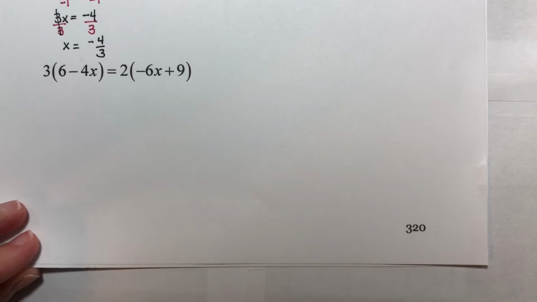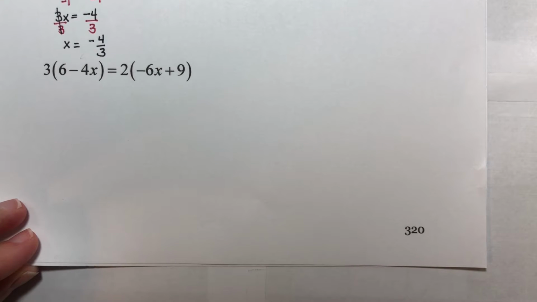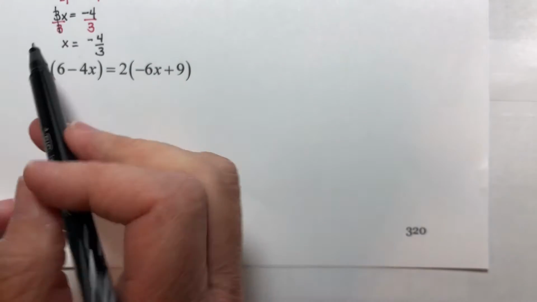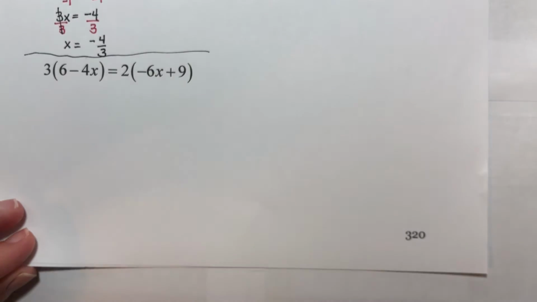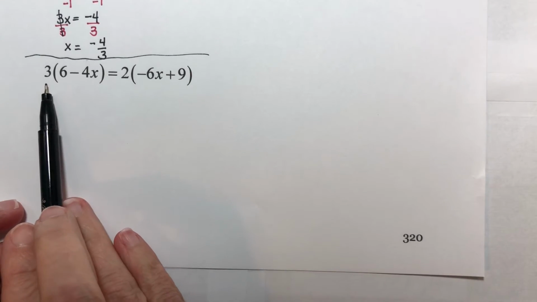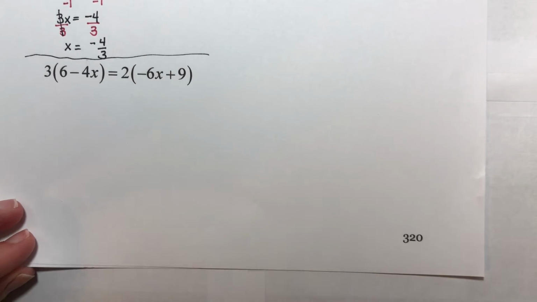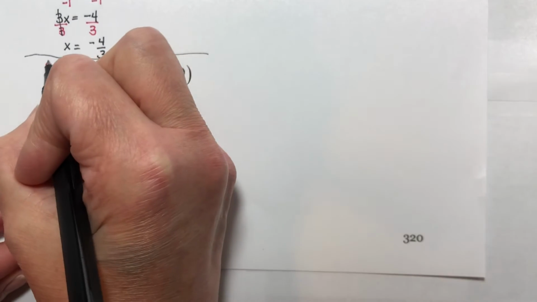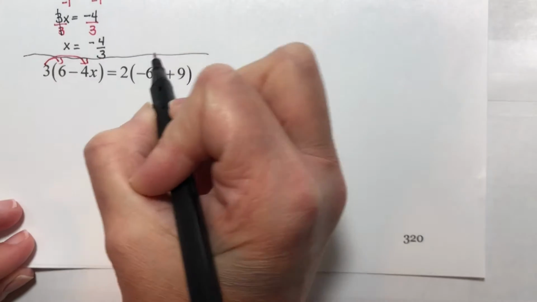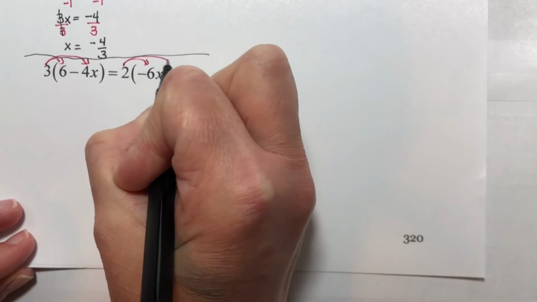This is section 2.3, part 2. I want to work this problem here. The first thing we need to do is distribute, because we need to simplify both sides. So I'm going to multiply everything here by a 3 and then everything here by a positive 2.